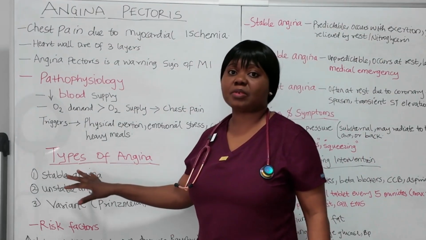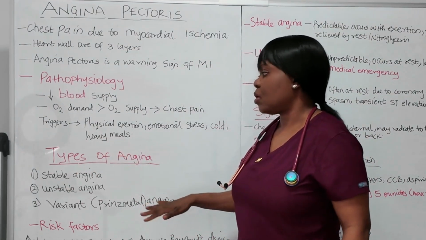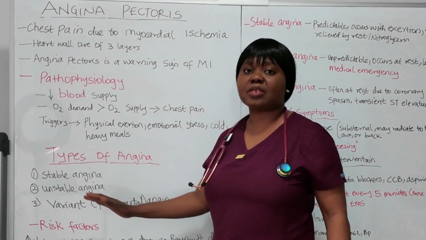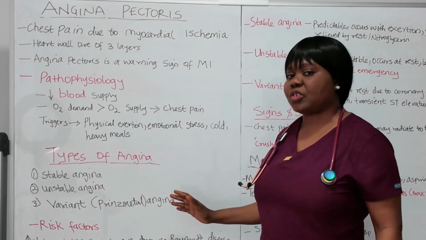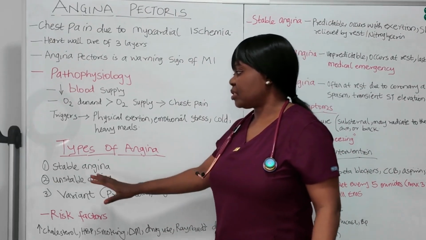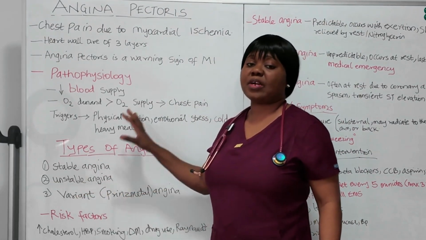Now there are three types of angina pectoris. We have stable angina, unstable angina, and variant or Prinzmetal angina. We'll look at them one by one and see how to manage them. First, let's look at the risk factors of angina.